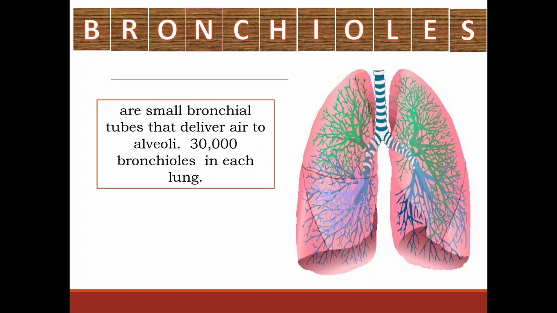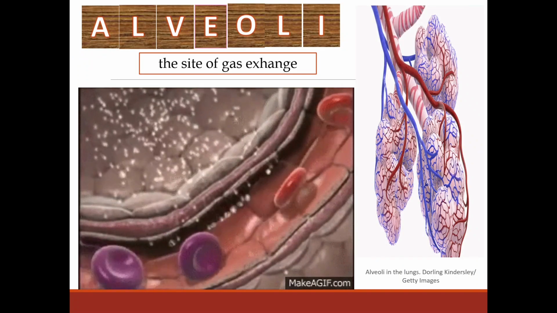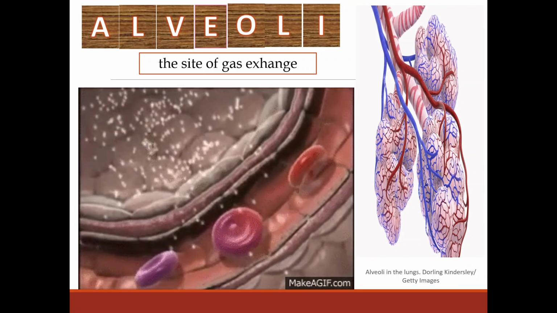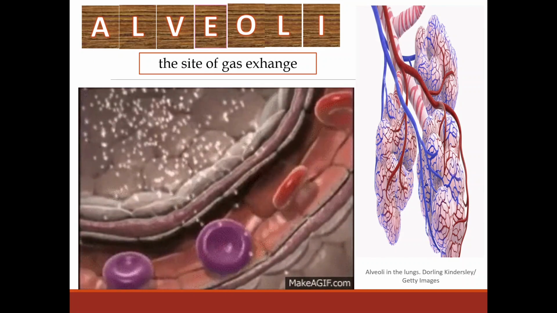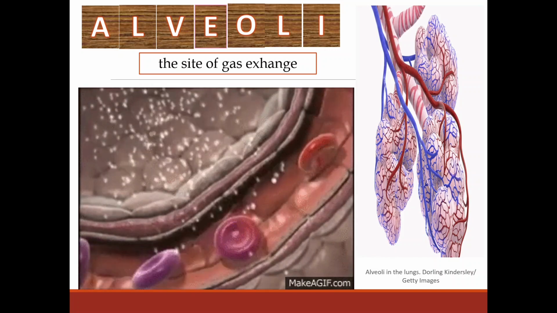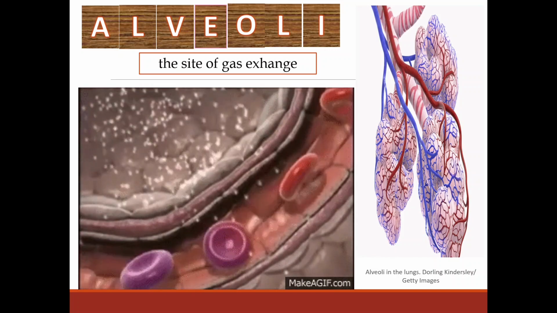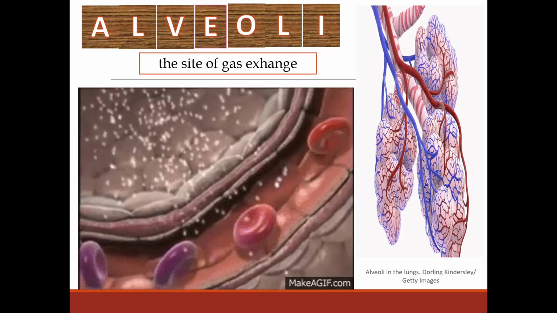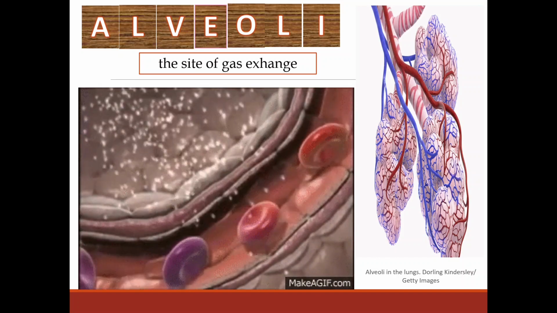Bronchioles are the small bronchial tubes that deliver air into the alveoli, and there are about 3,000 bronchioles in each lung. At the end point of the bronchioles, we have our air sacs. Air sacs look like bunches of grapes. The air sac is considered the functioning system of the lungs. Each air sac is composed of several microscopic pockets called alveoli; the singular term for alveoli is alveolus.